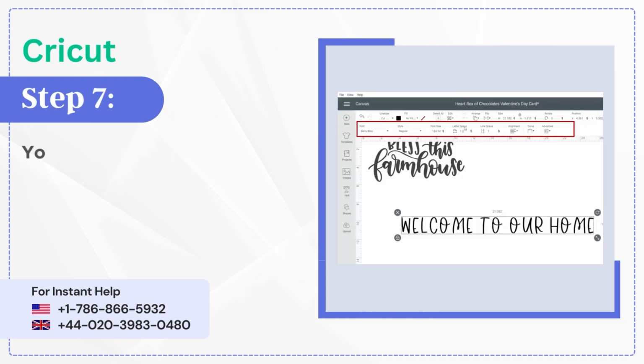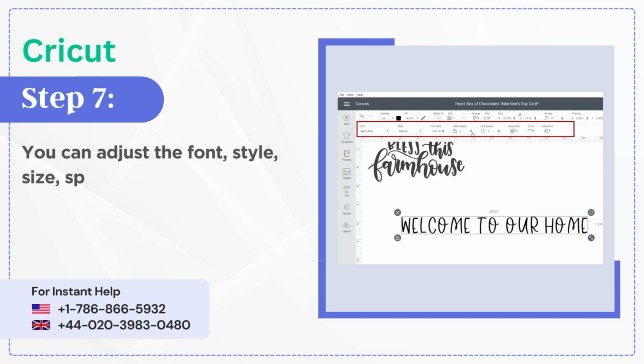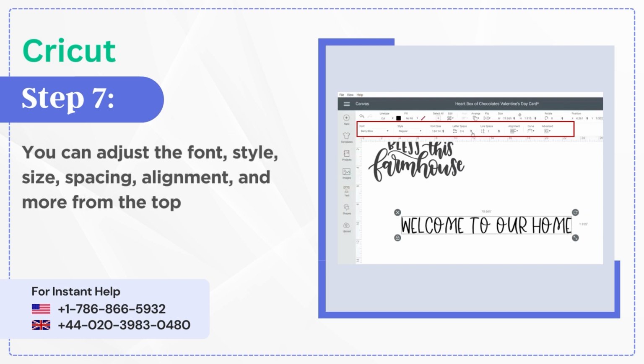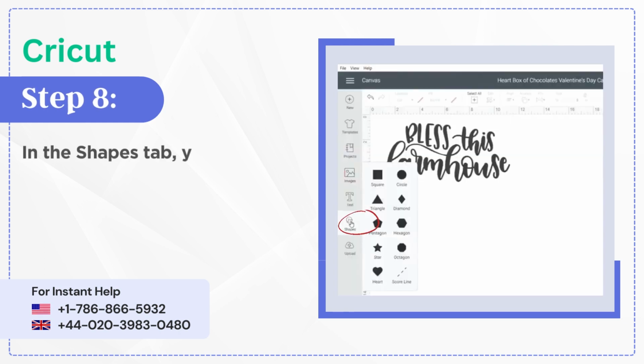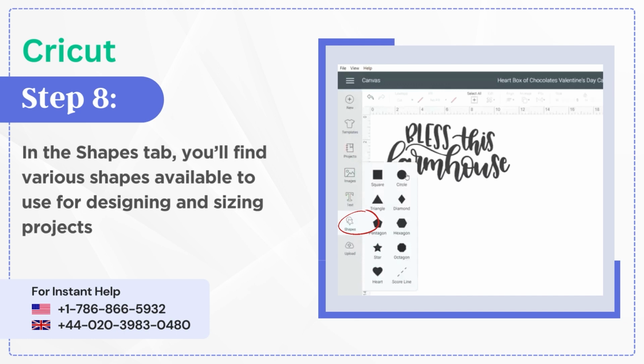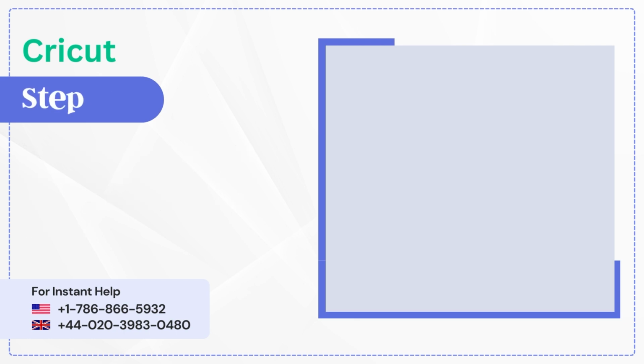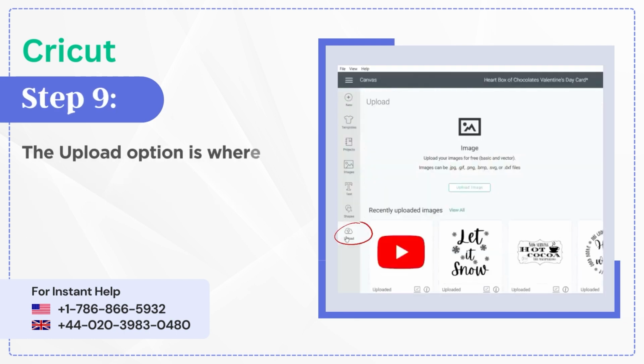Step 7. You can adjust the font style, size, spacing, alignment and more from the top panel. Step 8. In the Shapes tab you'll find various shapes available to use for designing and sizing projects. Step 9. The Upload option is where you can upload the files.